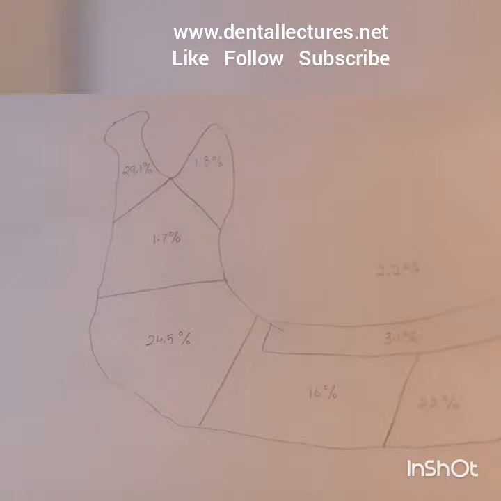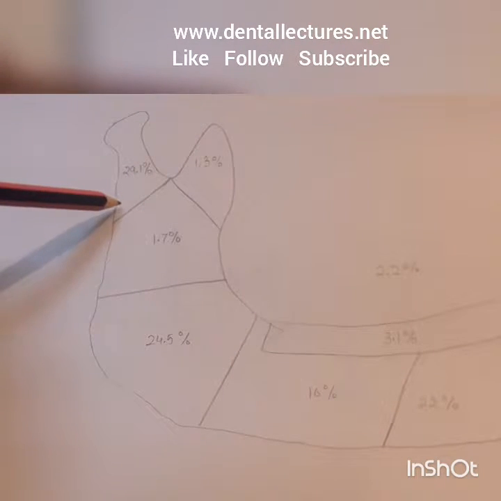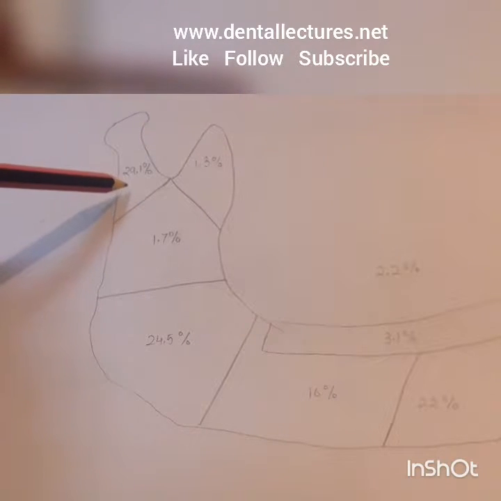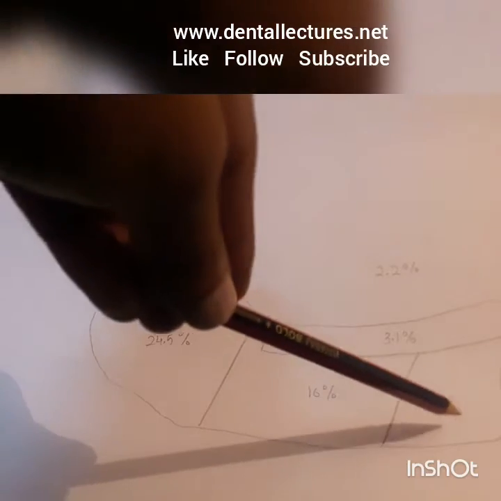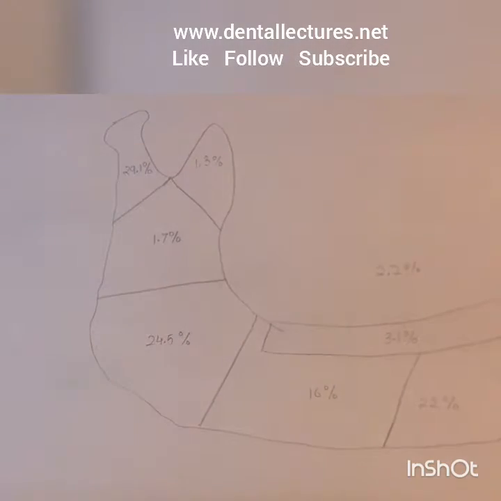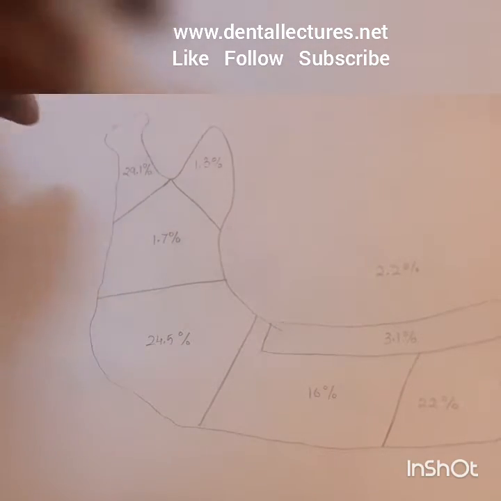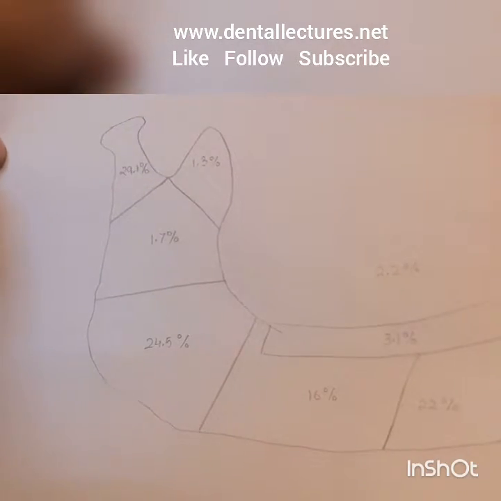If we see, we'll understand that the fractures of the condylar process, angle, and the symphyseal and parasymphyseal region are the most common fractures of the mandibular bone.